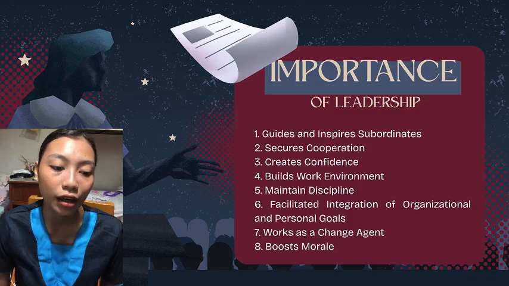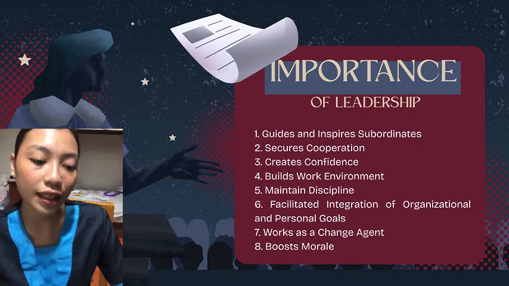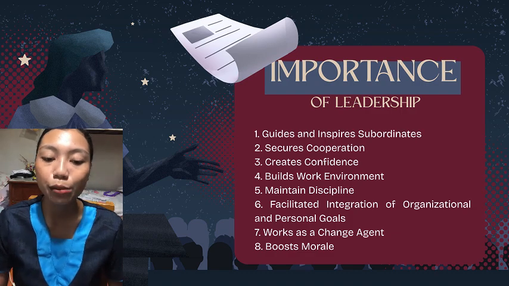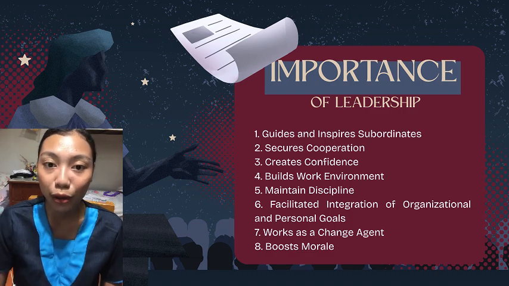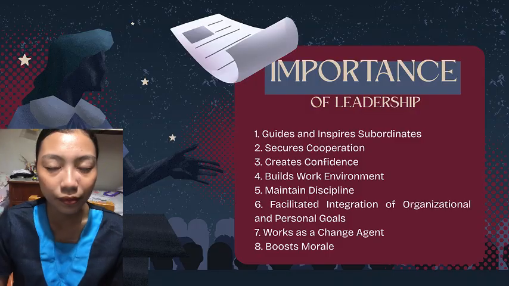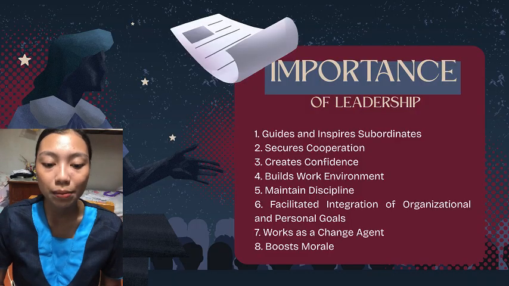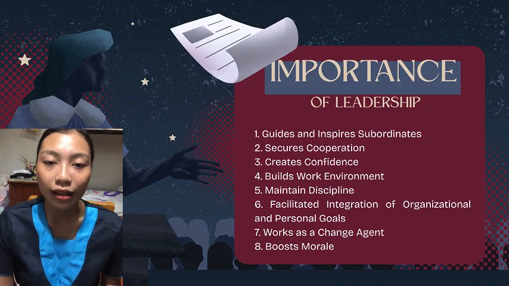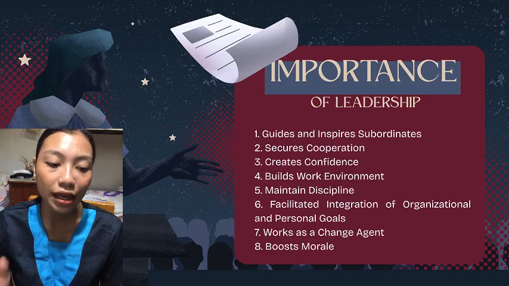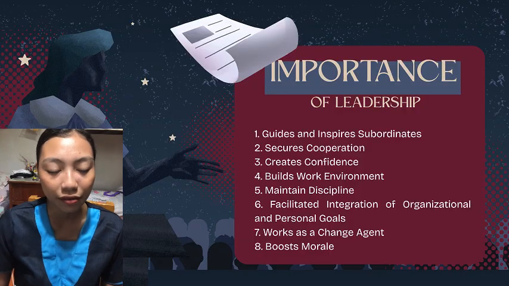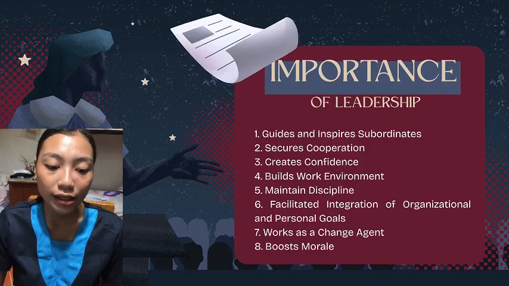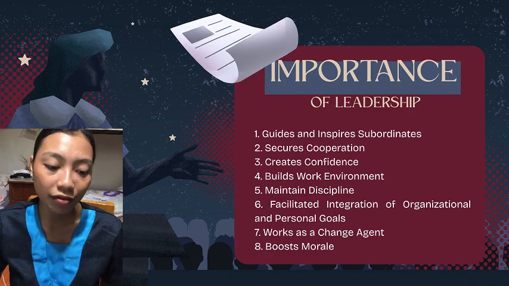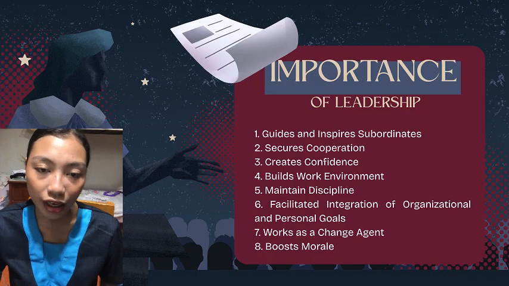The next importance of leadership is it facilitates integration of organizational and personal goals. Leadership helps align company objectives with individual growth, creating mutual benefit. So, in simple explanation, the company helps its subordinates, its employees, to have individual growth by aligning the special abilities of the employee to the company's objectives. For example, a hotel manager who supports staff training helps both the business and the employee succeed. The next importance of leadership is it works as a change agent.